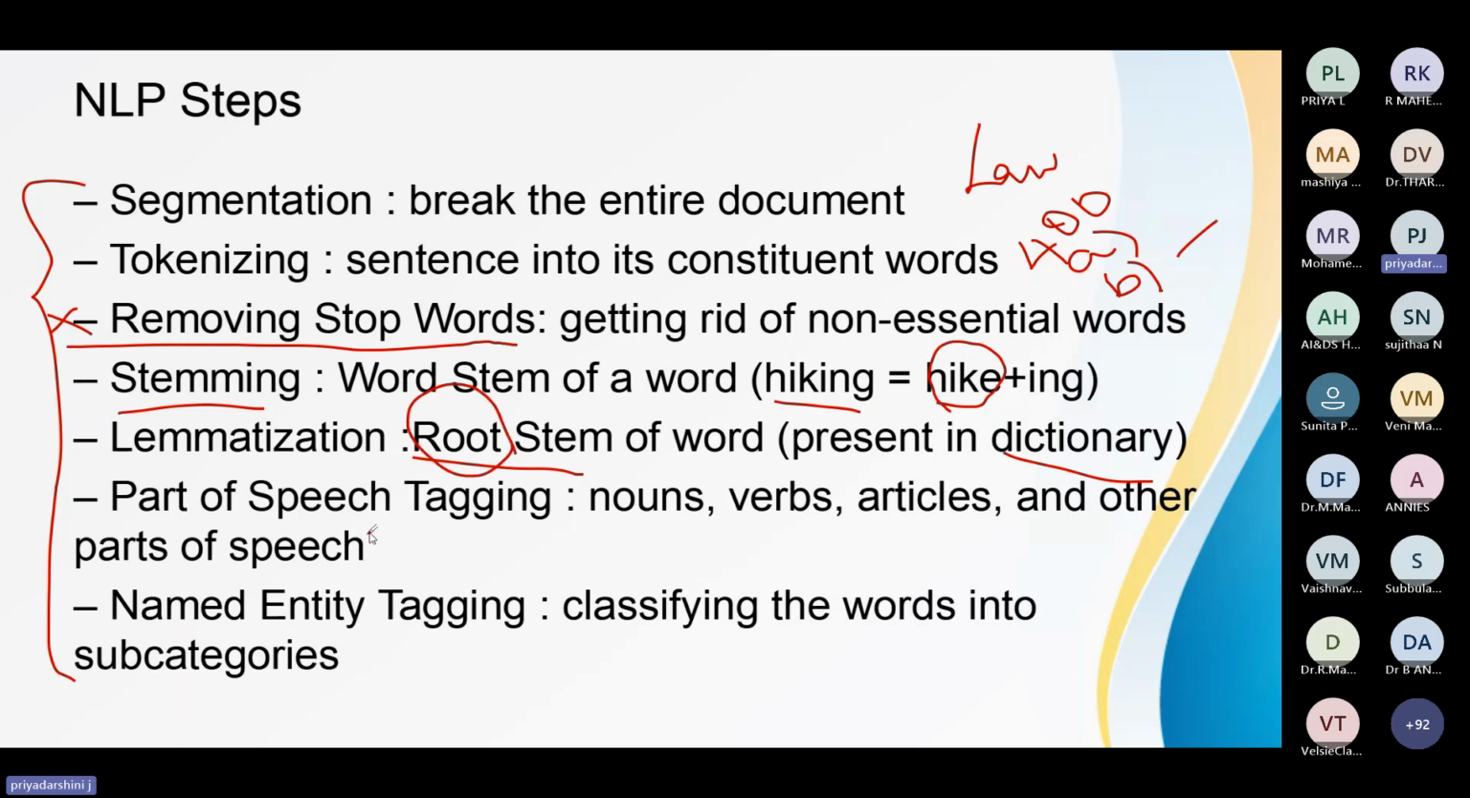And then parts of speech tagging: nouns, verbs, articles, how do you tag them. Named entity recognition is classifying the words into subcategories: person, thing, or what kind of object it is. All those come under NLP steps. Fine. So I am done with the NLP basics.